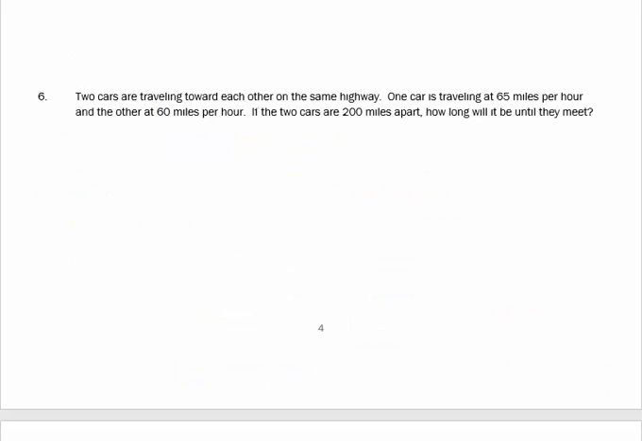Number 6. Two cars are traveling toward each other on the same highway. One car is traveling at 65 miles per hour and the other at 60 miles per hour. If the two cars are 200 miles apart, how long will it be until they meet? Again, it's not a straight translation. We do need to know a formula. So how are distance, rate, and time all related? Well, distance equals rate times time.